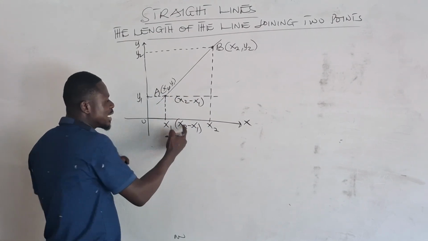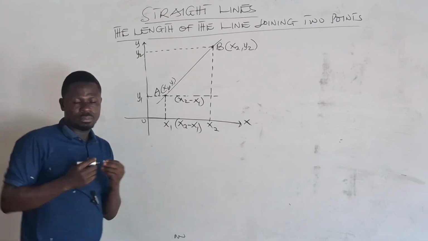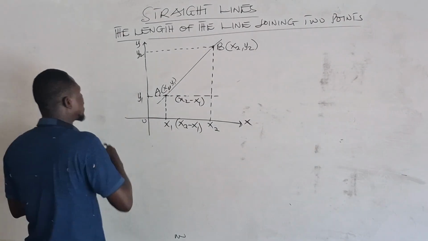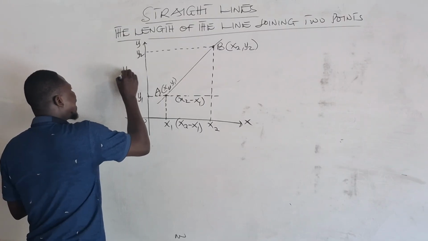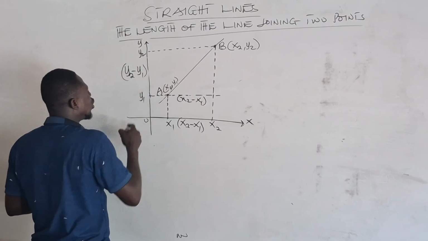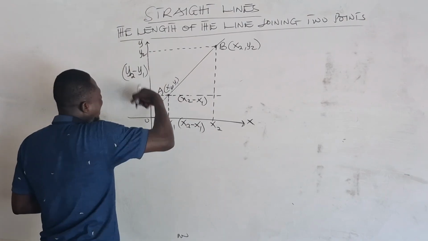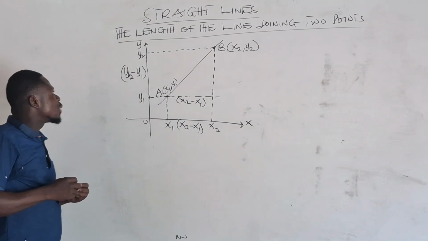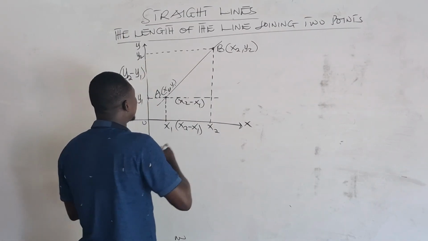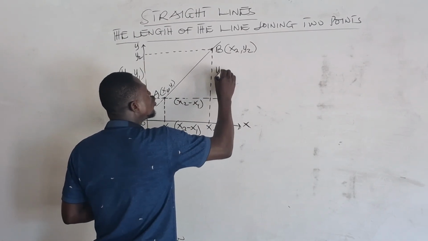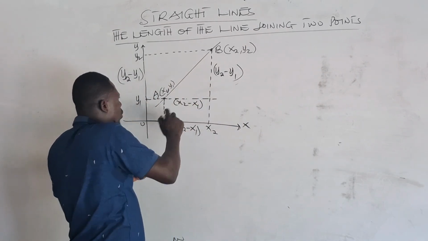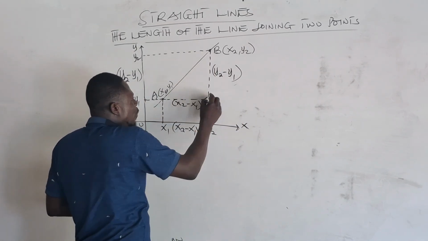Why? Because this and that are parallel and equal. Now, when we go to the y-axis, the same thing will be done: the bigger coordinate minus the smaller coordinate. So y2 is bigger than y1, so it will be y2 minus y1. If you take this one to this side, then we are going to have y2 minus y1. Looking at the diagram drawn, A, B, and then we name here C.